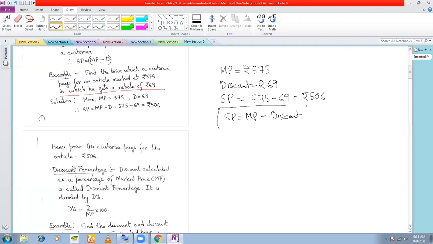Remember this, it will help you. If market price and discount are given, you can determine the selling price, or if selling price and discount are given, you can determine the market price. So remember this relation. I'll stop here.